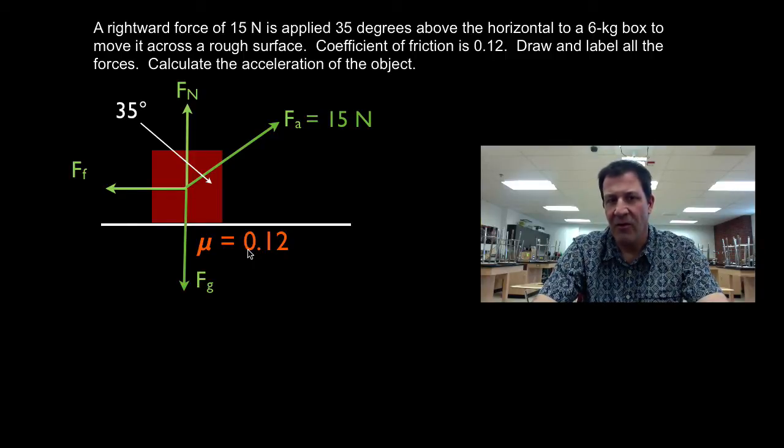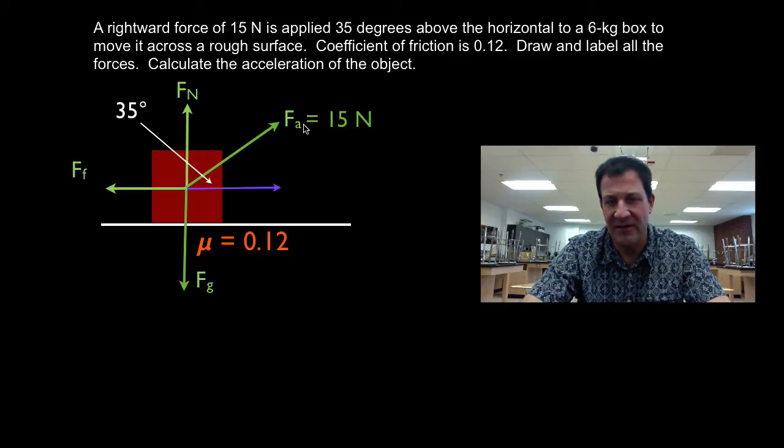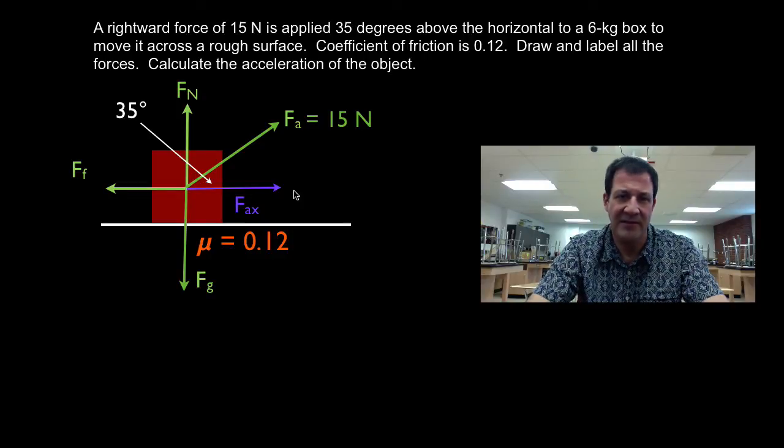Okay? Now, when we have an applied force or a force that acts at an angle that's not in the x or the y direction, we're going to have to, most likely, break that force into its component vectors, into the components that act in the x and the y direction. So we have to do that in this case. This purple vector represents the component of the applied force that acts in the x direction, so we label it FAX. And we're going to have to find the component of the applied force that acts in the y direction. This red vector represents that. We label that FAY.